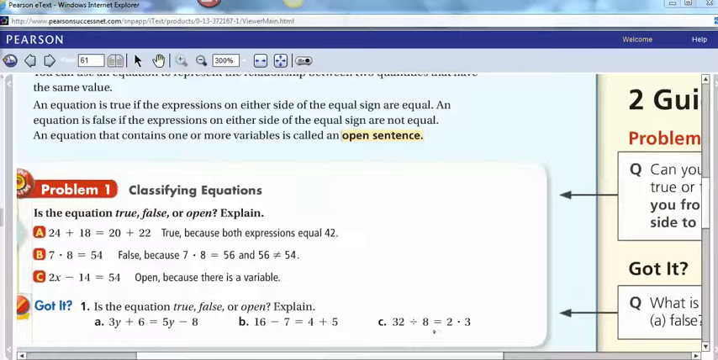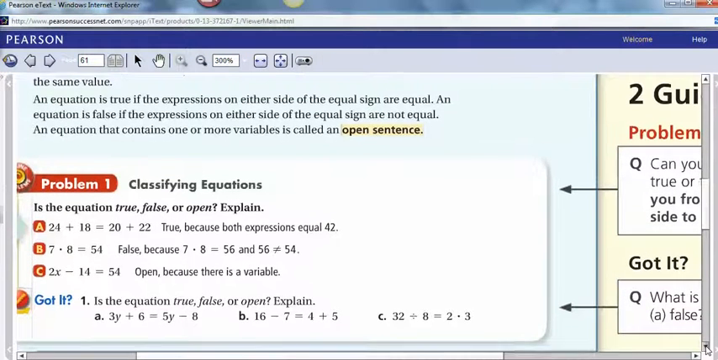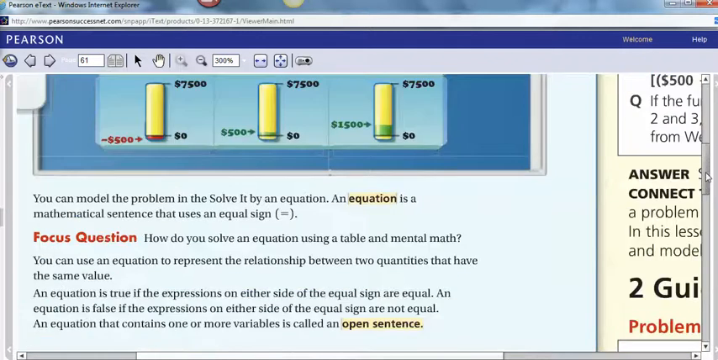32 divided by 8 equals 2 times 3. True, false, or open? Why? 32 divided by 8 equals... Really? You got a calculator on your desk. Oh. 32 divided by 8 equals 4. What's 2 times 3 equal? True, false, or open? False. Very good. Those calculators, I got them for you so that you could use them. Okay?